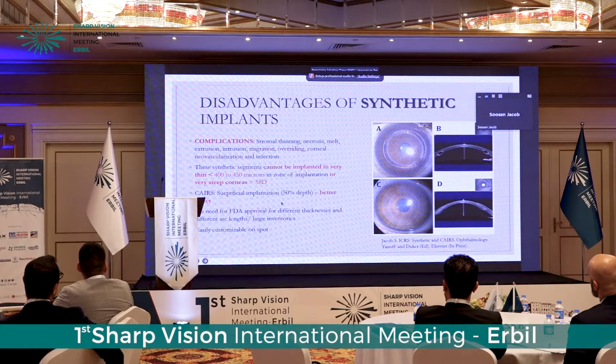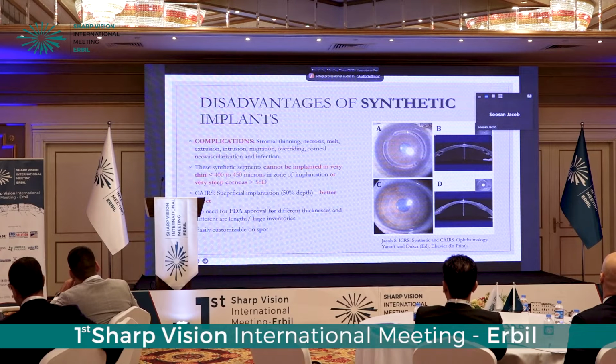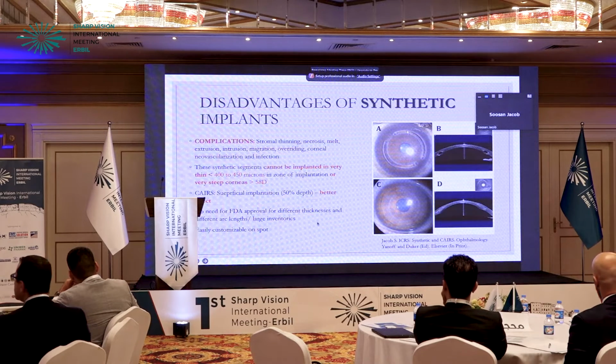We know that these are the corneas where you cannot implant synthetic segments, and these patients would go in for a DALK. If you can avoid a corneal transplantation in such patients, it would be ideal. And this is where the answer is CARES, because you can avoid DALK and still get very good results with just mid-peripheral implantation of allogenic tissue, as seen here in this picture. Because you implant it at 50% depth, you get a better effect, and it's also very easily customizable on the spot, as I'll show you.